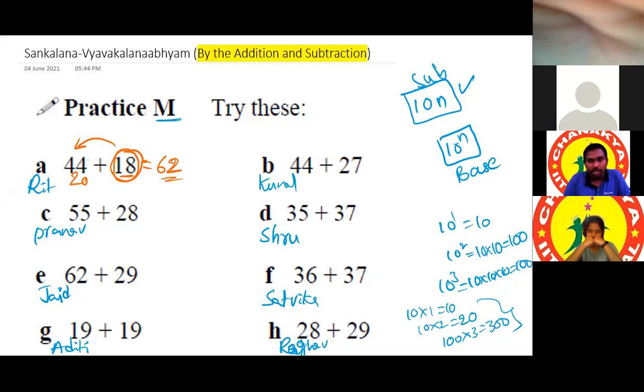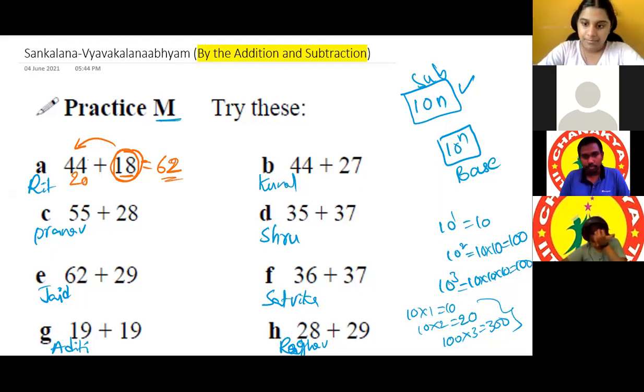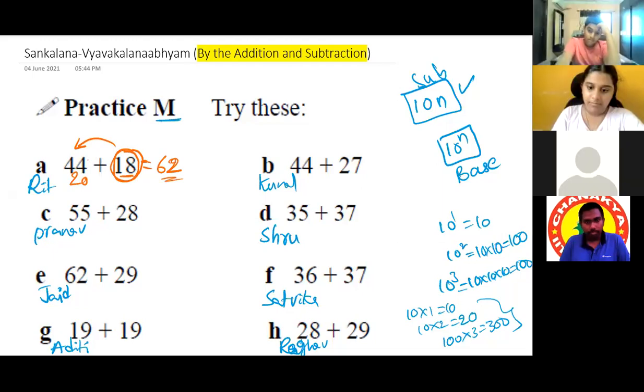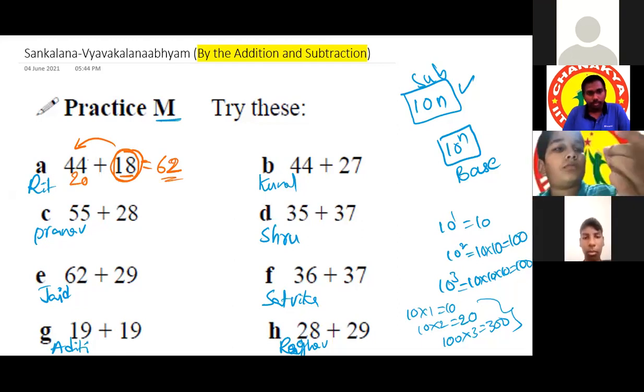I am unmuting all of you. You have to mute yourself. Whoever has a doubt, speak. Sir, I have a doubt. Here 44 plus 18 is there. You added 20, no, sir? Then we should minus 2, no, sir? Yeah, that is what I have done here.